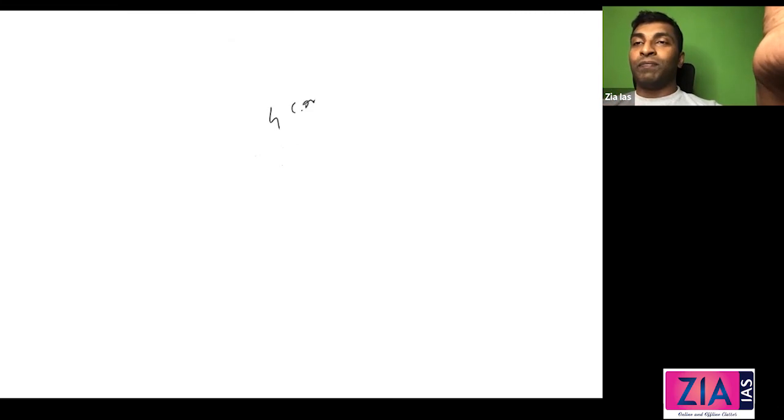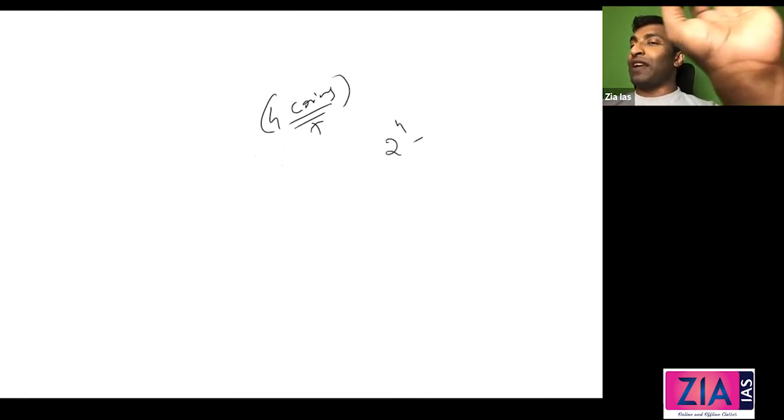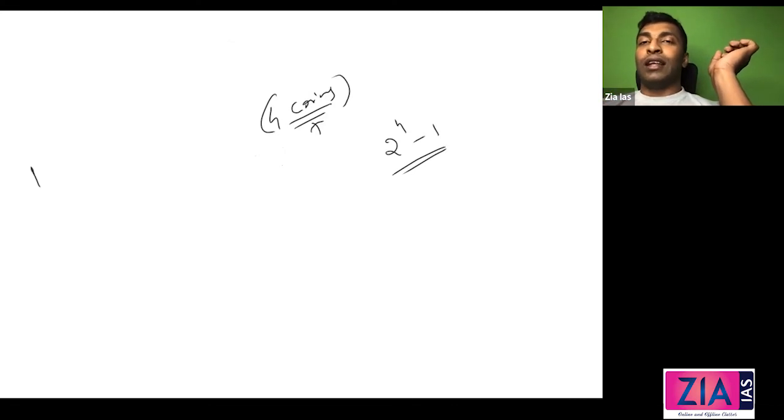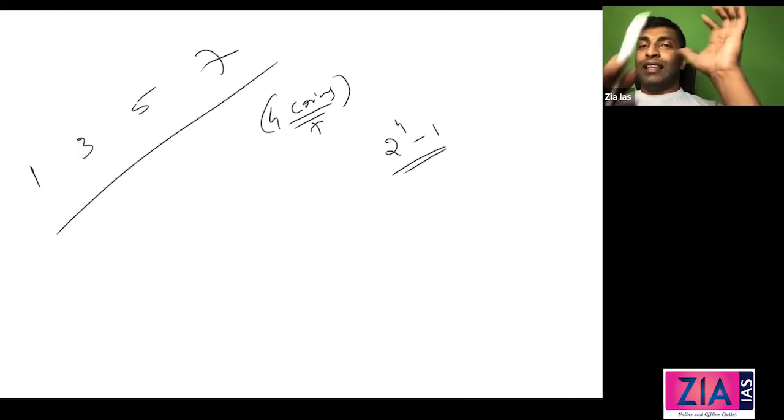So my idea is, if they simply ask how many different sums you can make by using 4 coins, this is what they'll ask you these days. Very simple. They don't want to bother you much. Your answer is 2 raised to 4 minus 1. Very simple, 15.